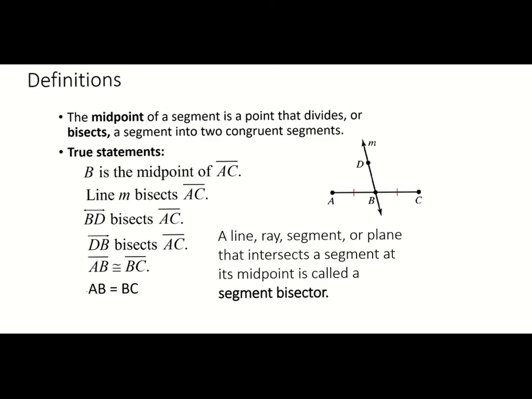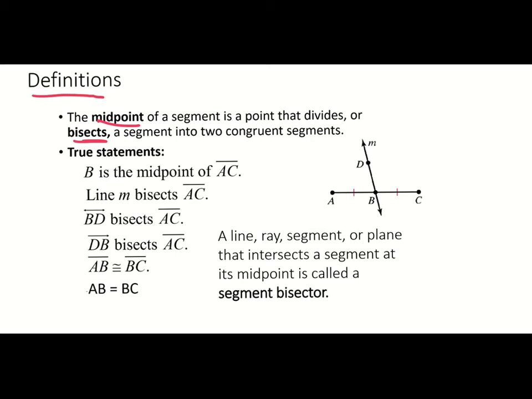All right, next we have a definition, and this definition is one that is very important in geometry, and we'll talk about it all the time. We will talk about the midpoint of various things, but right now we're talking about the midpoint of a segment. The midpoint of a segment is a point that divides, or another keyword here is bisects, a segment into two congruent segments. If you have a midpoint, it's always going to divide your segment into two congruent parts. Bisect means to cut into two equal parts. So two very important words here.